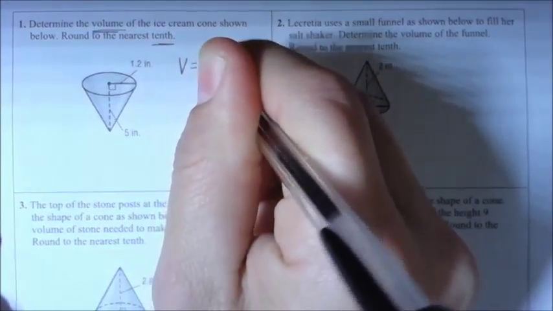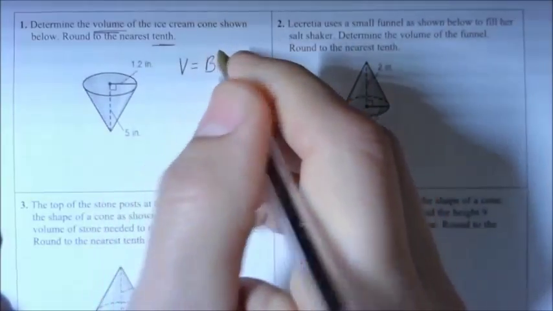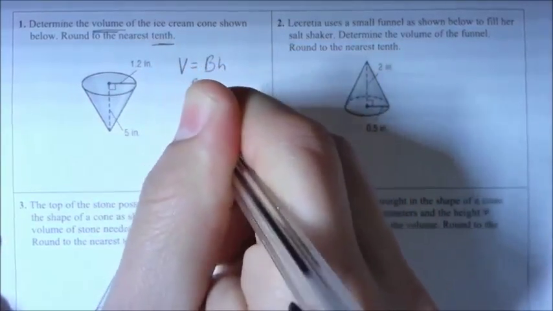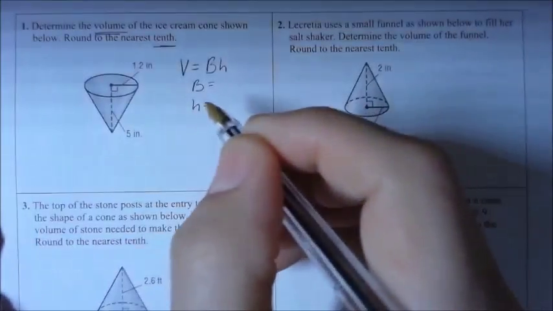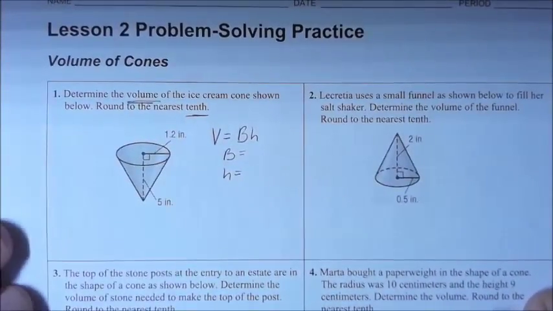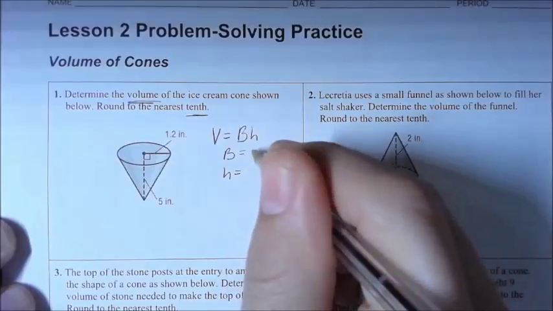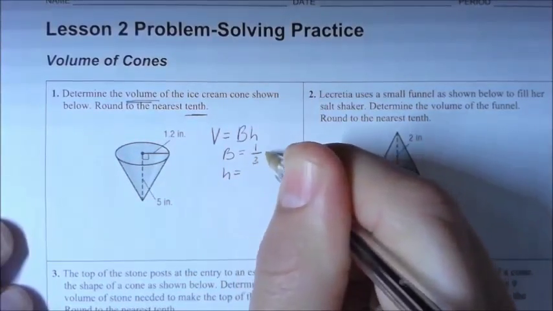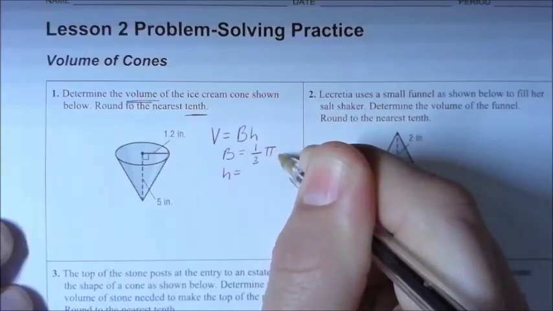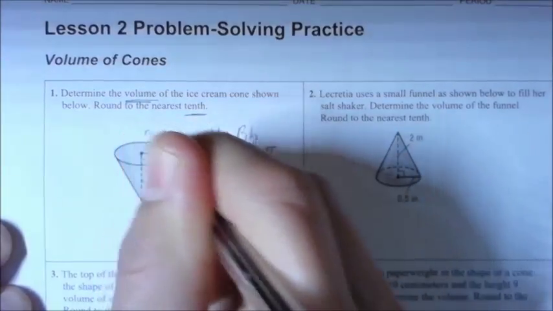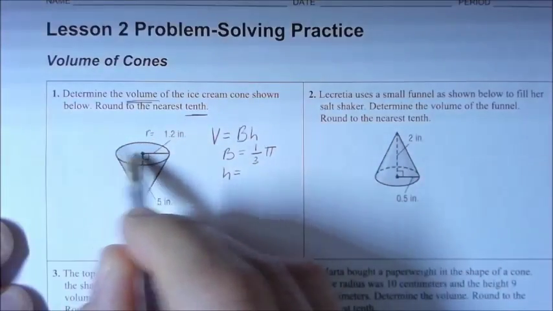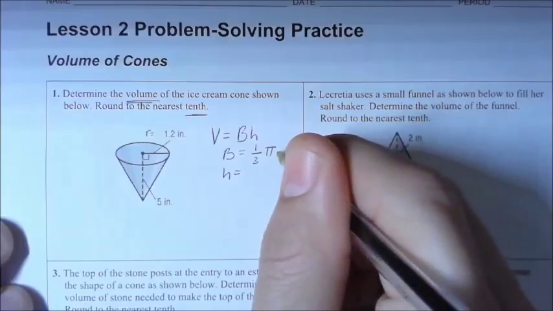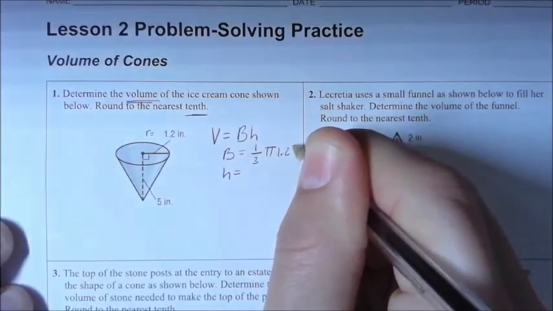V equals big B times H, and we have our big B and our H. Remember that it takes 3 cones to fill up 1 cylinder. So since it takes 3 cones to fill up 1 cylinder, we know that we're going to need to do our formula, which is 1/3 pi times r squared, where r is the radius, this half of this line. So notice it doesn't go all the way across. This is the radius. So we're going to plug that in for our r, 1.2 squared.